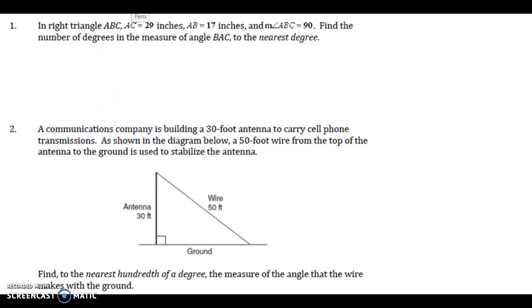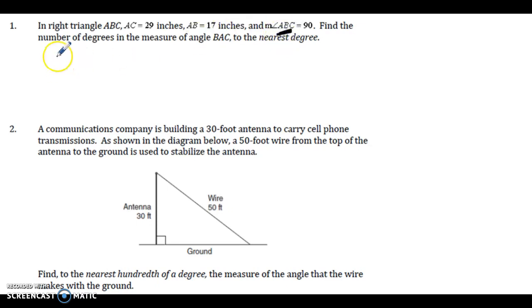All right, here we are doing Unit 6, Lesson 3. And so I'm going to start with question number 1. Question number 1 says in triangle ABC, AC is 29 inches, AB is 17 inches, and the measure of ABC is 90. And so I can see based on this that my right angle is going to be at angle B.